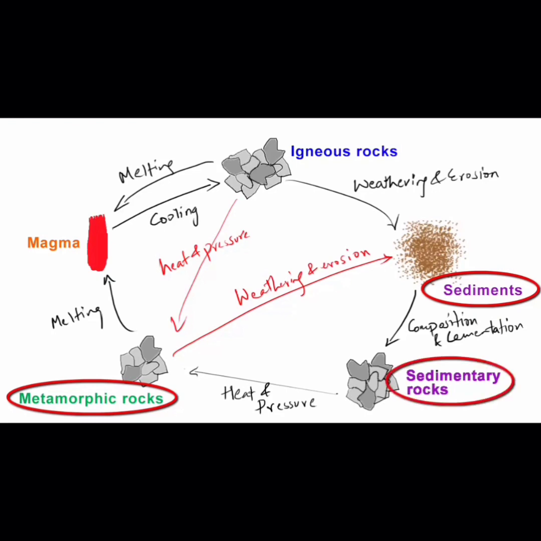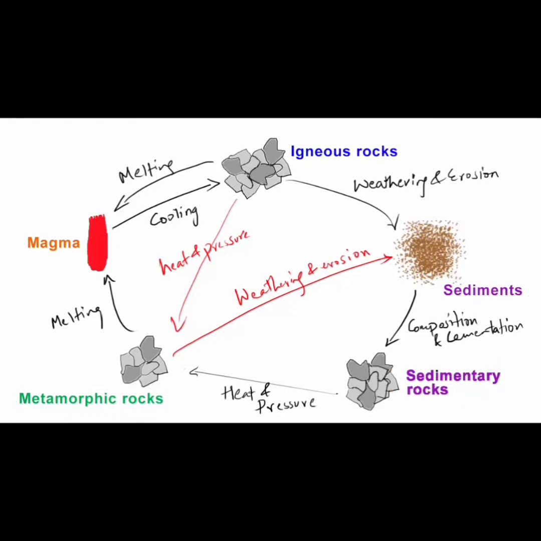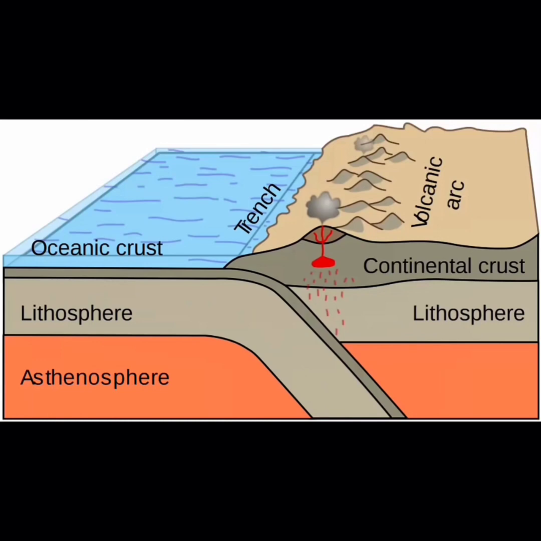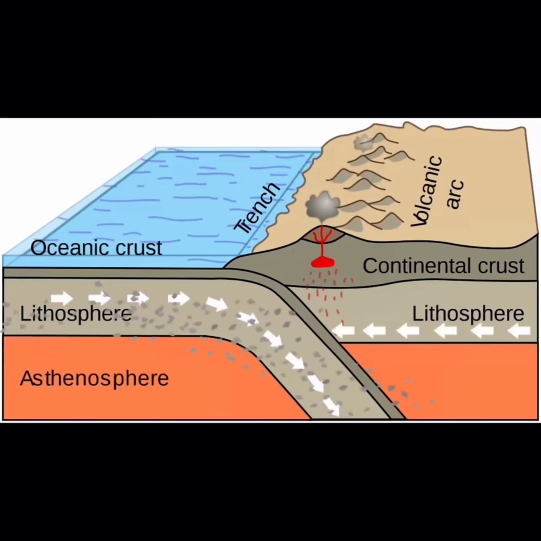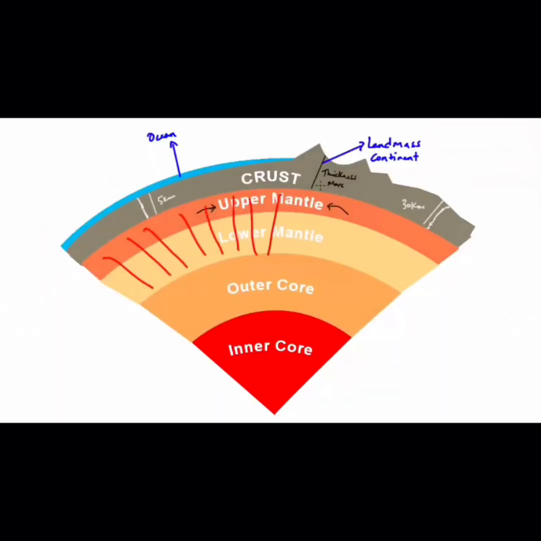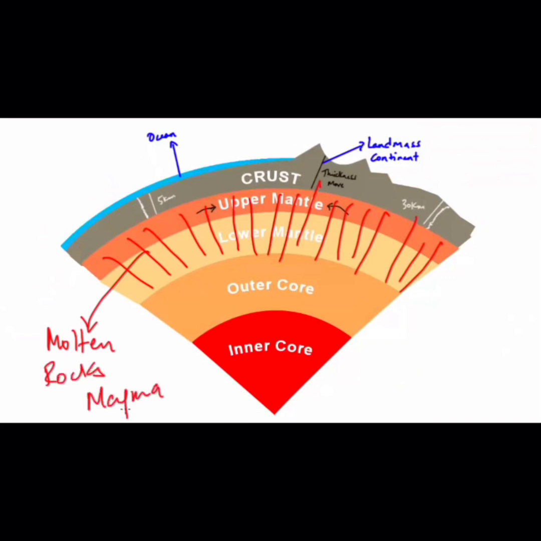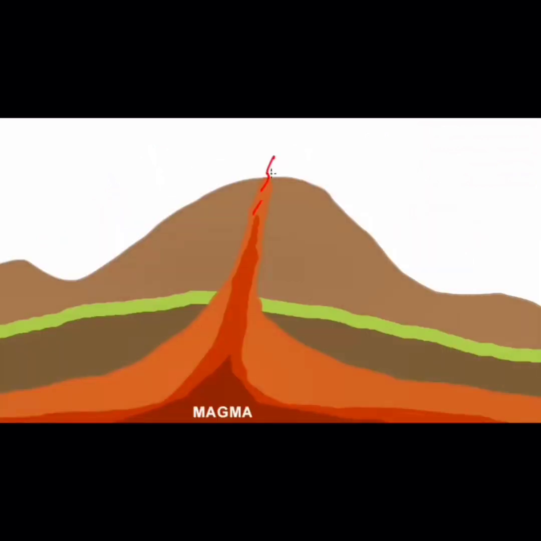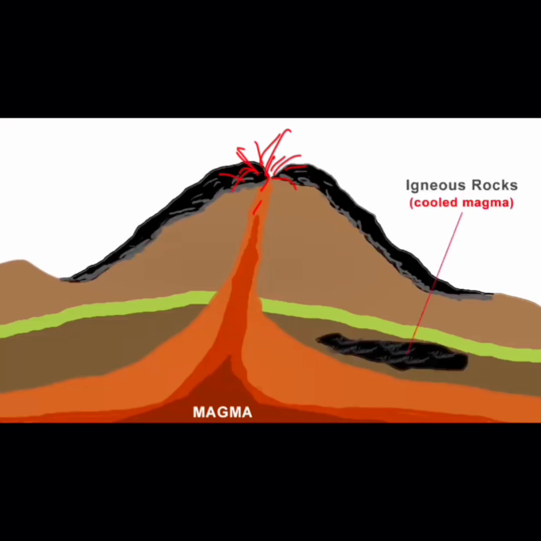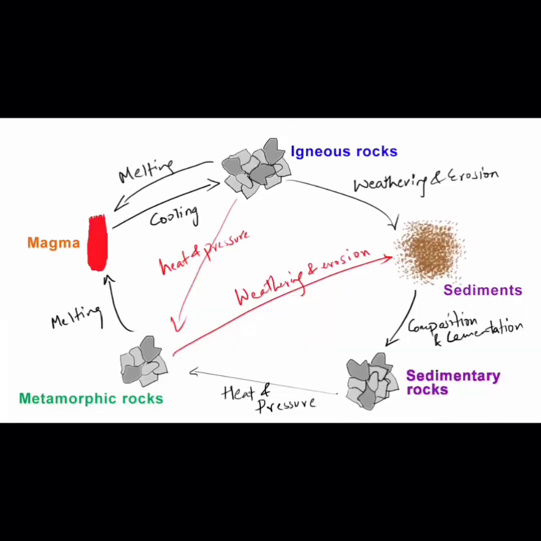The rock cycle never stops. The metamorphic and the igneous rocks find their way into the mantle through subduction. It happens when two plates converge and then one plate goes under another. In this way, all igneous and metamorphic rocks find their way to the mantle. And we know the mantle consists of molten rock called magma. And again magma comes out of the surface through volcanic activity. So this is the rock cycle.